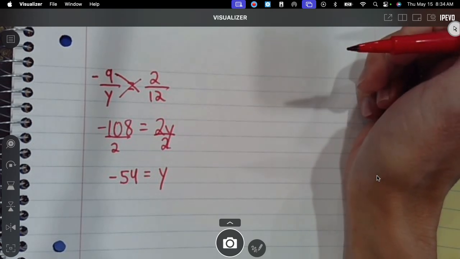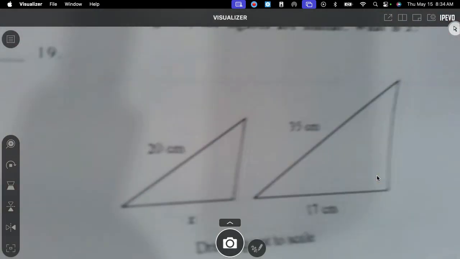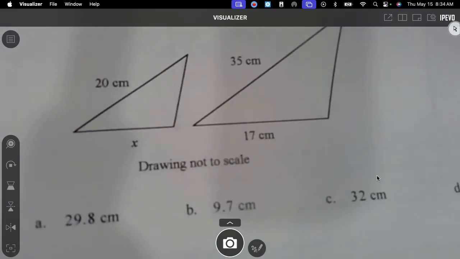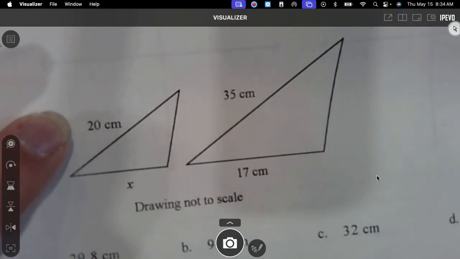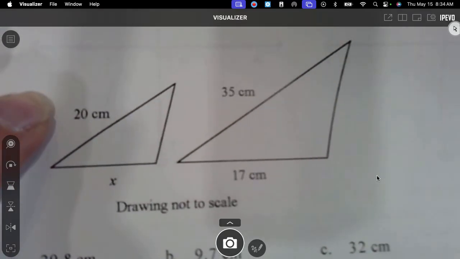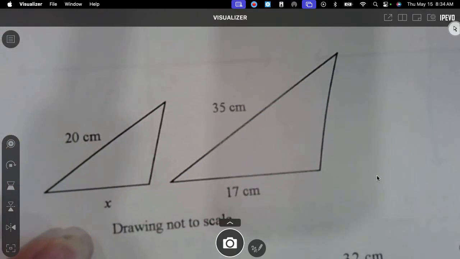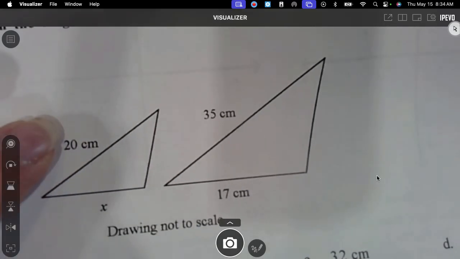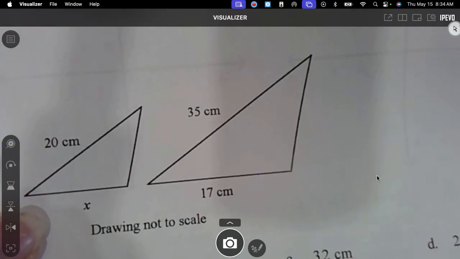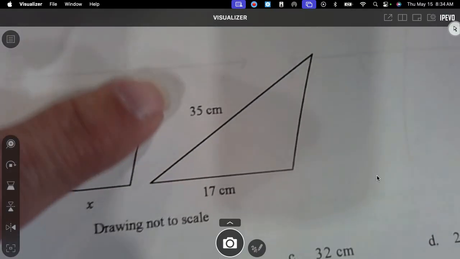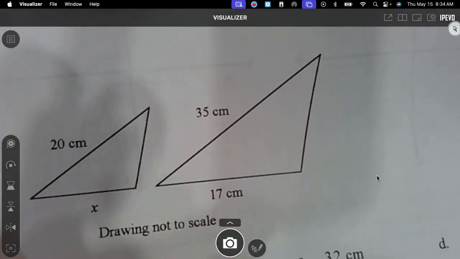Okay, y'all, 19 is the exact same thing. Okay, it's a proportion. It doesn't matter how you set it up. You just must be consistent. What number goes with the 20? If you do 20 with the x, then in the same exact order, what am I going to write next? 35 with the what? 17.